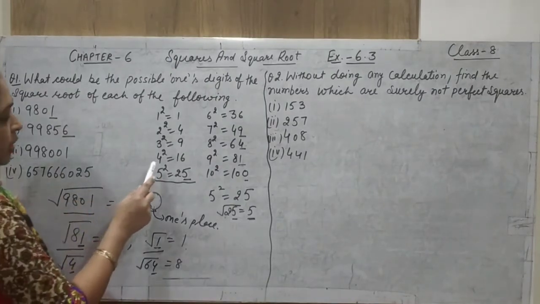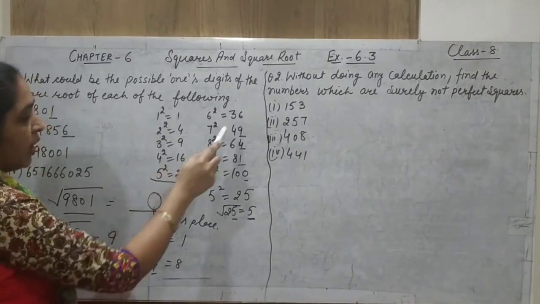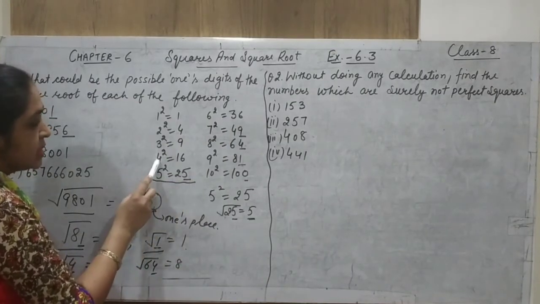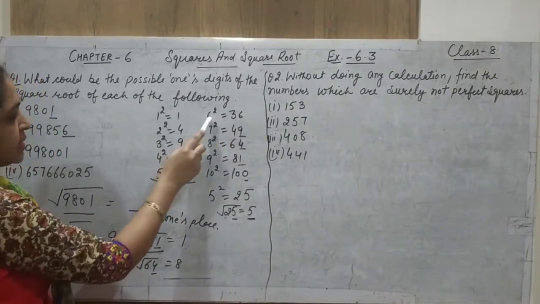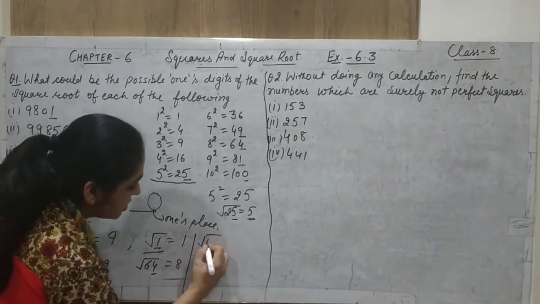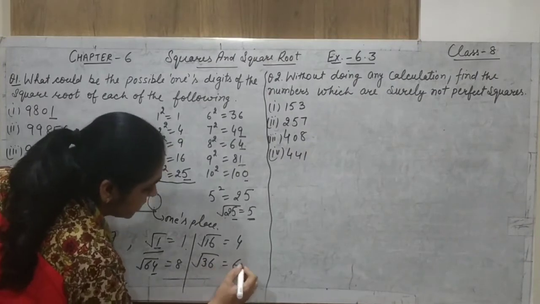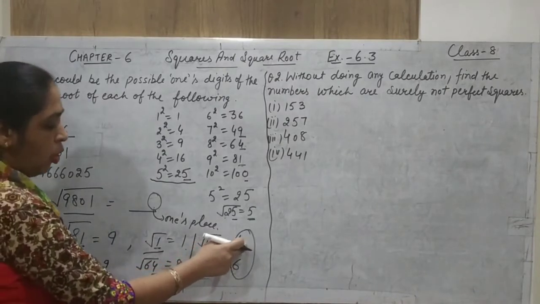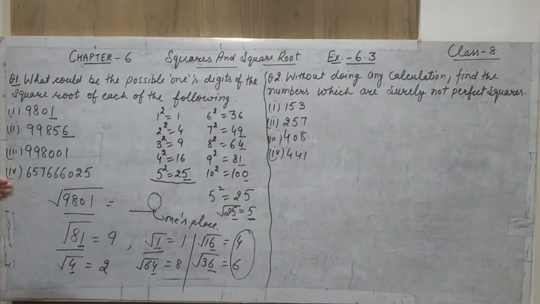For example, if we want to find the square root of 16, the answer is 4. Here the unit place is 6. If we find the square root of 36, the answer is 6. So the square root of 16 is 4, and the square root of 36 is 6. So if the unit place is filled by 6, its answer may be 4 or 6. Understand?